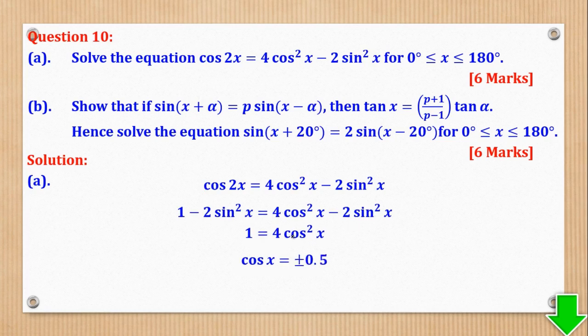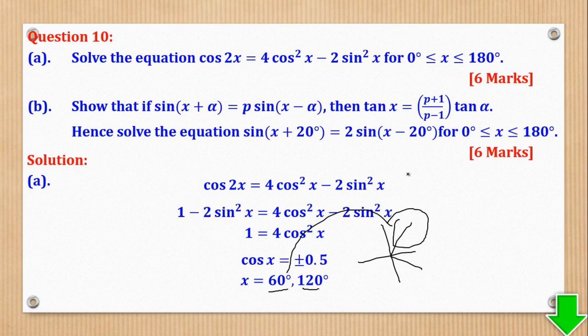So when I make cos x the subject, I'll come up with cos x being equal to plus or minus 0.5. And when I get the inverse cos, I'll come up with 60 degrees and 120 degrees. So cos is positive in the first quadrant and in the fourth quadrant. But because the range is from 0 to 180, we shall take the angle in the first quadrant, which is 60. Then also cos is negative in the second and third quadrant. But because the angles range up to 180, we shall take only the second quadrant angle. So that's why we have 60 degrees and 120 degrees.